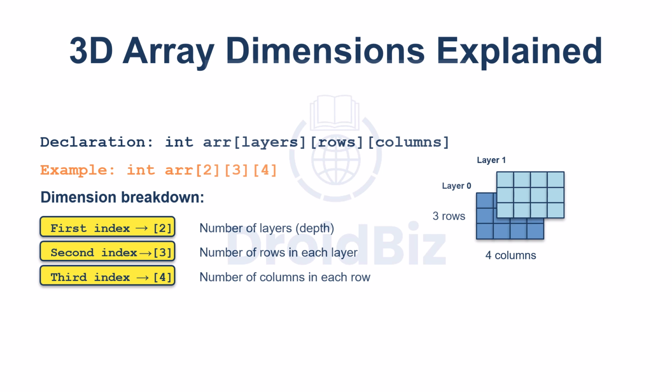When we declare a 3D array, we write int ARR with layers in the first bracket, rows in the second bracket, and columns in the third bracket. For example, int ARR[2][3][4]. Let's break down each dimension. The first bracket 2 represents the number of layers, which is the depth. The second bracket 3 represents the number of rows in each layer. The third bracket 4 represents the number of columns in each row.